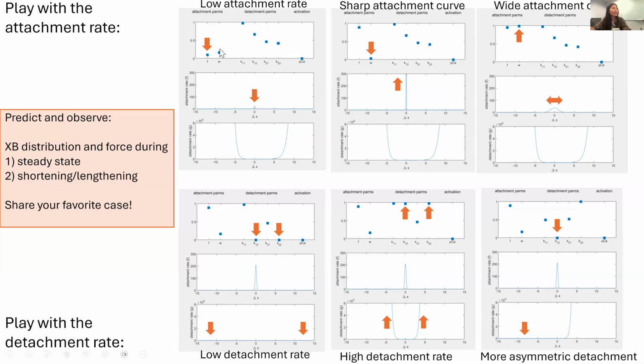So make some predictions on what you are going to see, and then play with the model and see if the cross-bridge distribution and force as a result of it matches your expectations during the steady state and during the shortening and lengthening. And then please share your team's favorite case when we are done with it. Let's take 10 minutes on it.